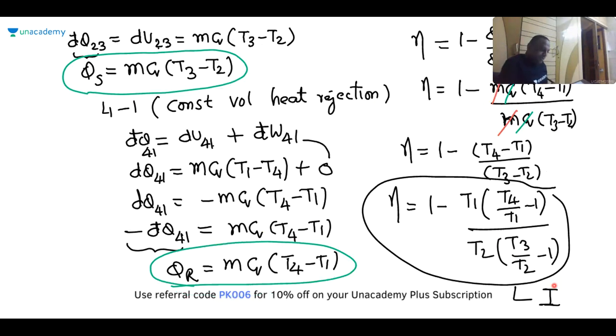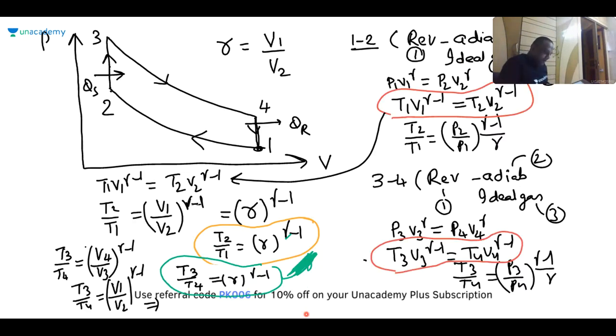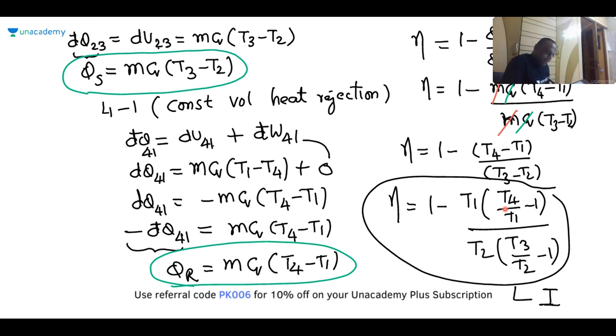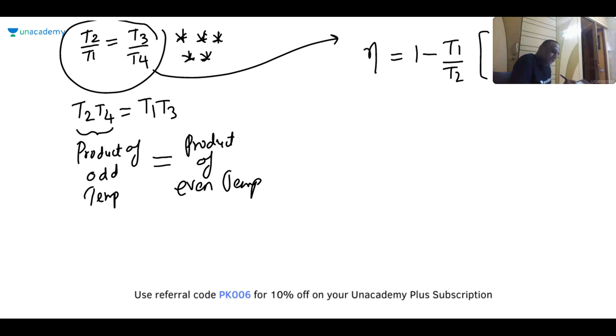I wrote the equation with a Roman number. Please, my dear students, I'll take this in the next slide. Efficiency is equal to 1 minus T1 by T2. Okay. We'll take it in the next slide. T1 by T2, T4 by T1, T3 by T2. T4 by T1, T3 by T2 minus 1.